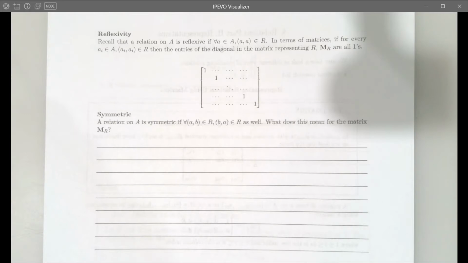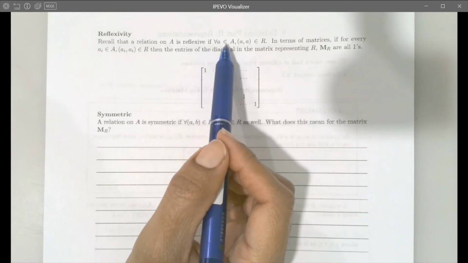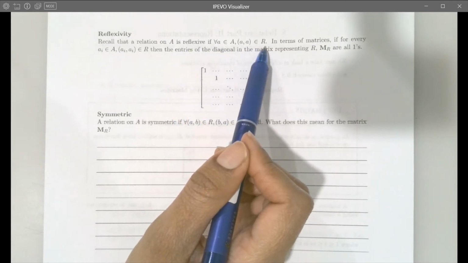So why would we want to use matrices to represent a relation? Well, it turns out that some of the properties of a relation are a lot easier to pick out in a matrix than from the ordered pairs. Specifically, it's very easy to see whether a relation is reflexive or not if we see the matrix of that relation. Recall that a relation on A is reflexive if for every element in the domain, A, comma A is part of that relation.